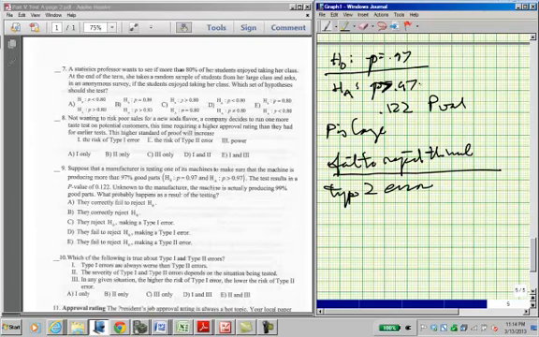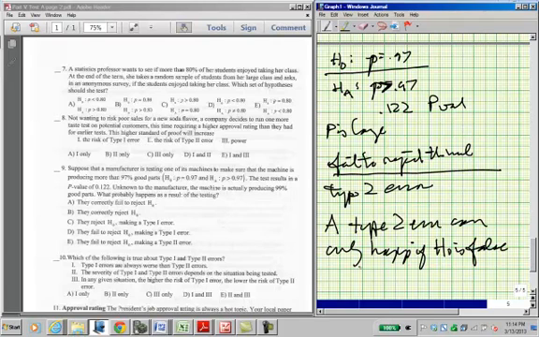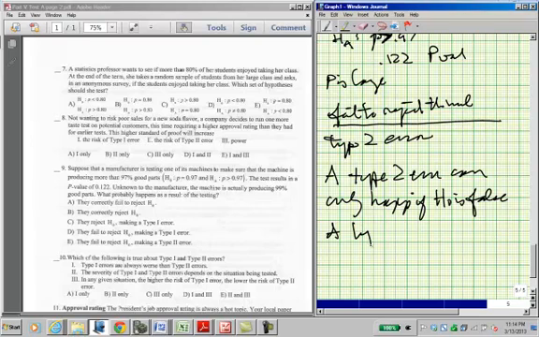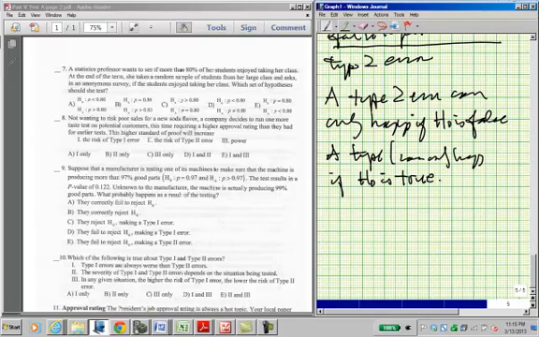A type 2 error can only happen if the null hypothesis is false. A type 1 can only happen if H sub 0 is true. I realize this is self-evident, but it's a good thing to think about. It'll help you make sense of this stuff. Okay, so you're not tearing your hair out.